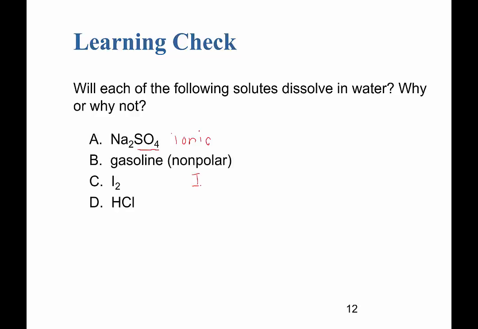Iodine, just like that, would be nonpolar because the difference in the electronegativities would be 0. So nonpolar will not dissolve in water. And lastly, I have HCl, and in this case, the difference in electronegativity is greater than 0.4, and we would have a dipole that's pointing toward the chlorine, so this would be polar, and since it's polar, it will also dissolve in water.